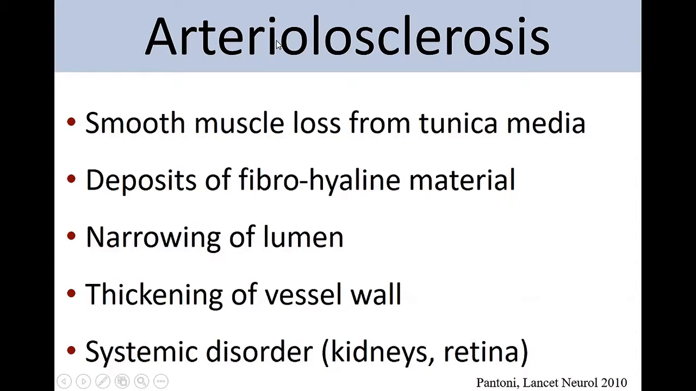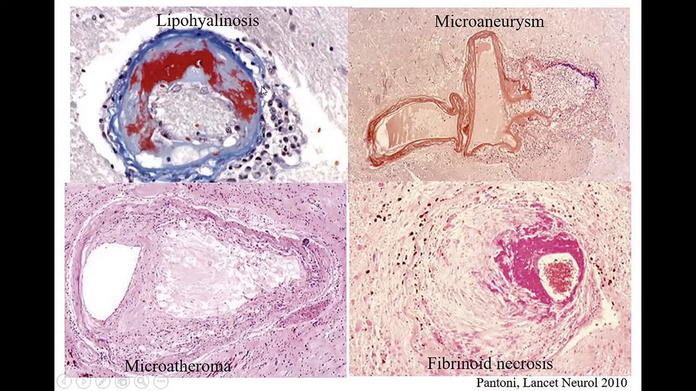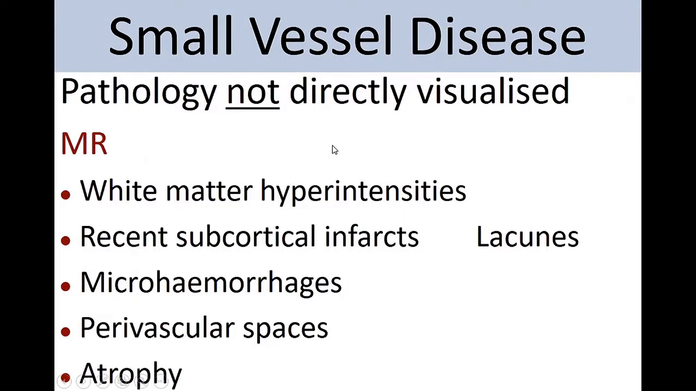So in the first form, briefly, because I expanded on this yesterday, we have arteriolosclerosis affect the smooth muscles, deposition of fibrohyaline material, narrows the lumen, thickening of the wall vessel, and not to forget it's a systemic disorder. And you have here the deposition of the lipohyaline, and you can have atheroma and also microaneurysms. The basic pathology cannot be visualized, but the consequences can be visualized.